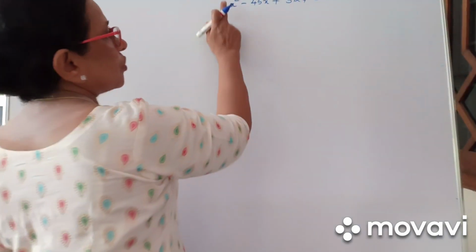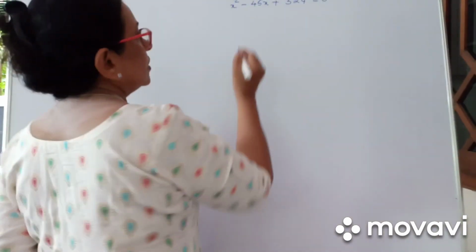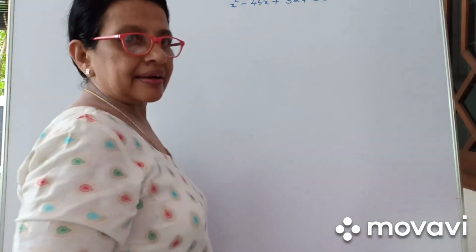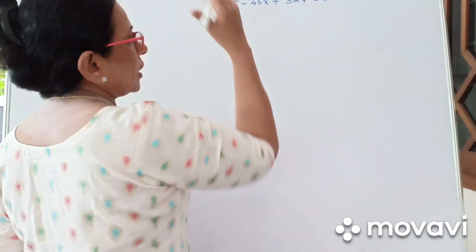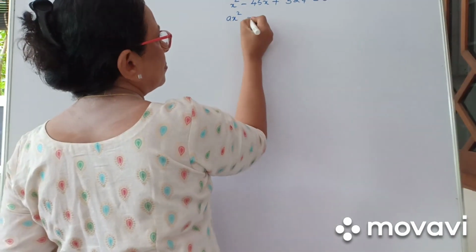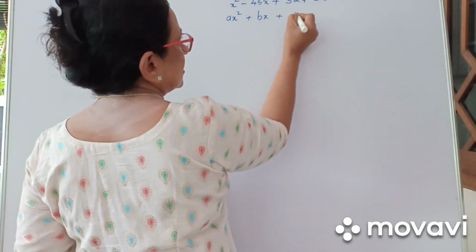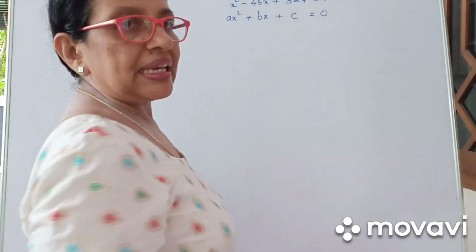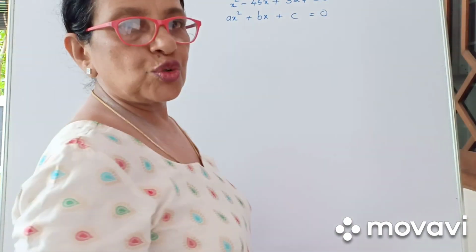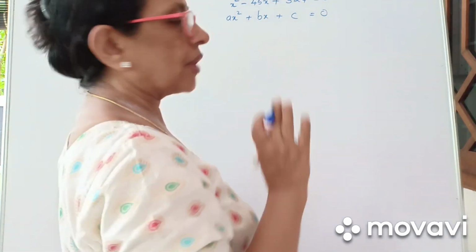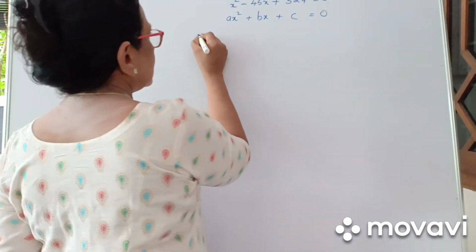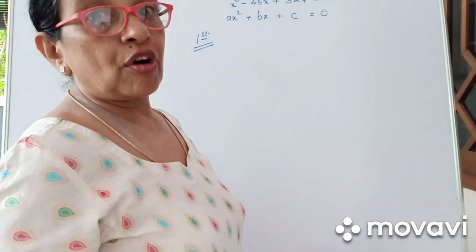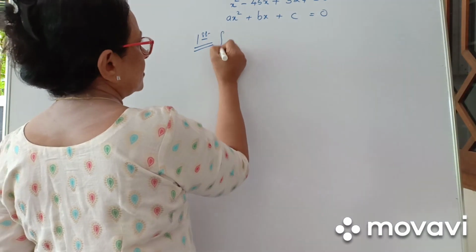Now what is the coefficient of x squared? 1. So A is 1, B is negative 45 and C is 324. If you compare it with the standard form of the equation, you have A to be 1, B to be negative 45, C to be 324. Now first let me do it by which method? By formula method.